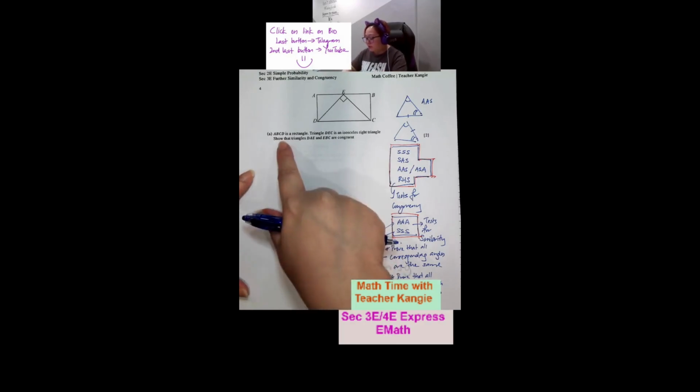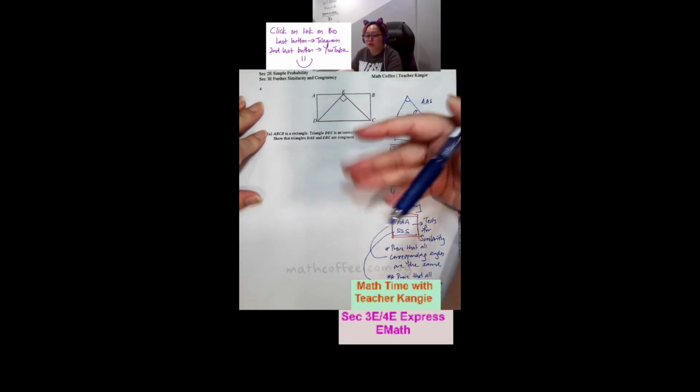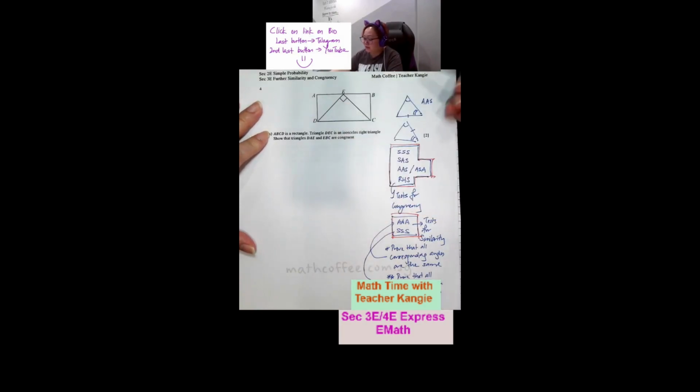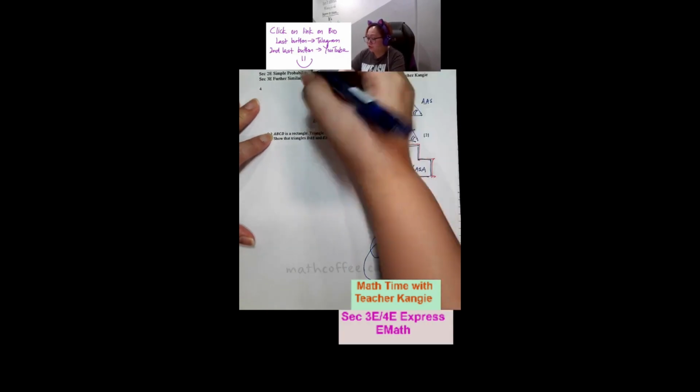Okay, so now let's start with this one. Usually I'll read the question and then I will translate whatever information that they give us. So they say ABCD is a rectangle. For a rectangle, one thing is the corners are all right angles. So I'm going to mark that this is a right angle and this is a right angle.